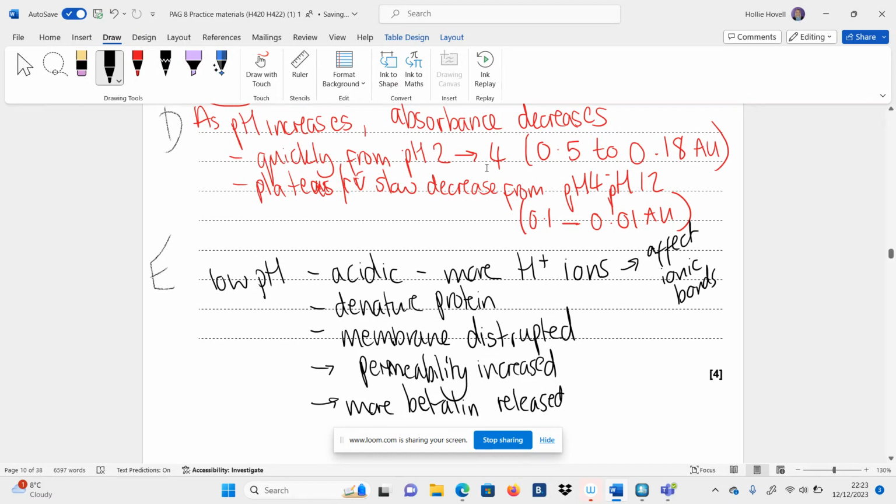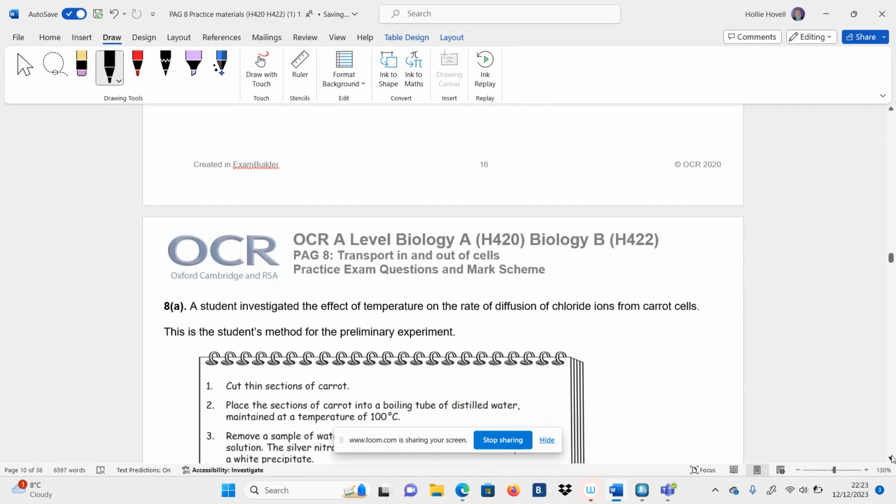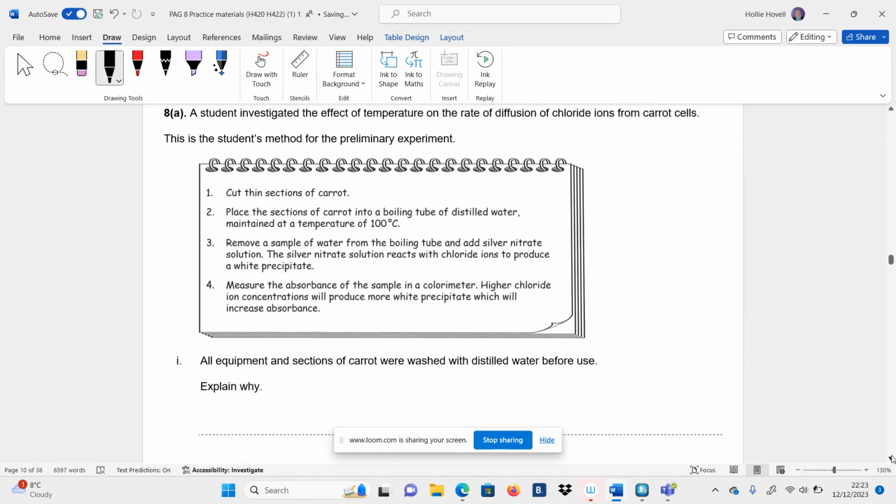Okay, next one, we're nearly there. This document has the mark scheme underneath. That's why it looks like there's loads left. It looks like we're only halfway. We're not, I promise.